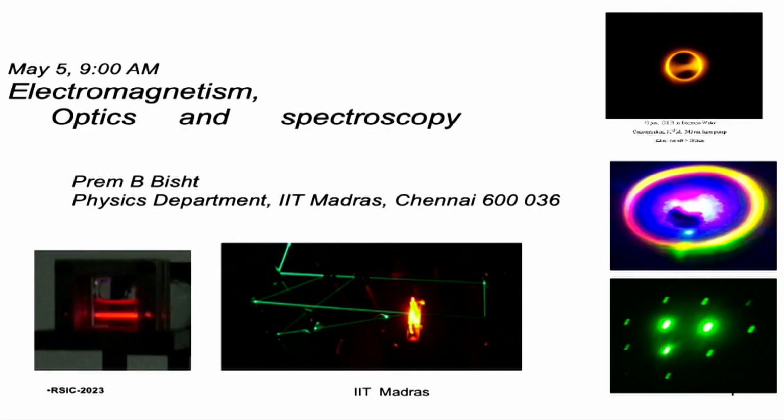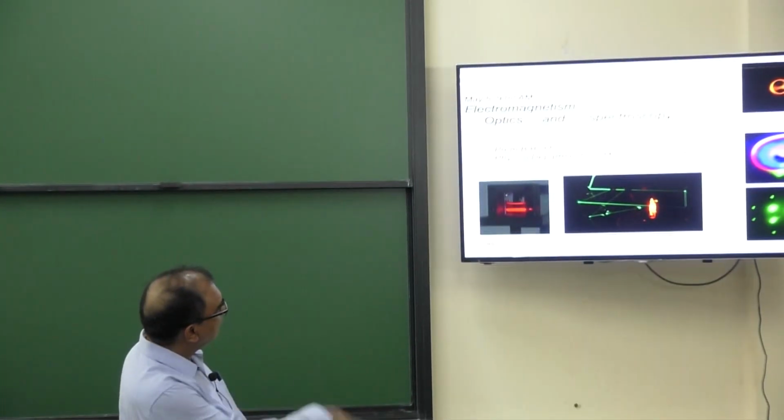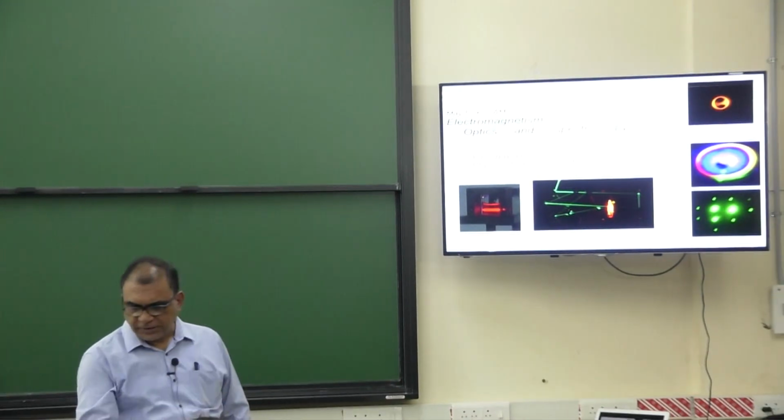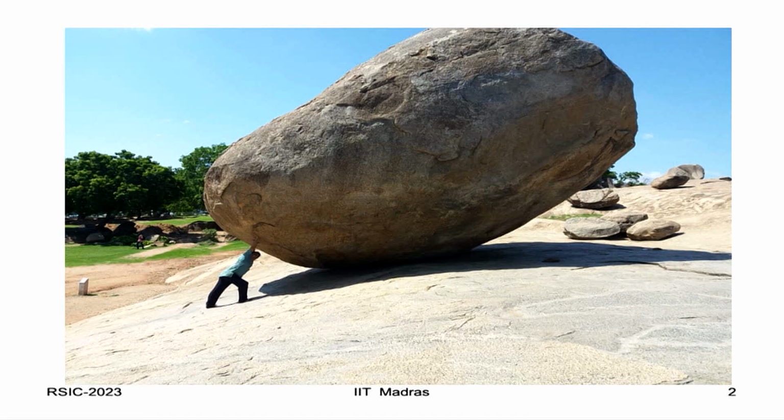So I have put it like this: mostly optics and spectroscopy, also electromagnetism. These are some of the photographs, which you don't have to worry about, but that's how you see in the lab when you do experimental physics in optics and spectroscopy. This is the kind of photographs you come across. This is me there, and you know where it is.